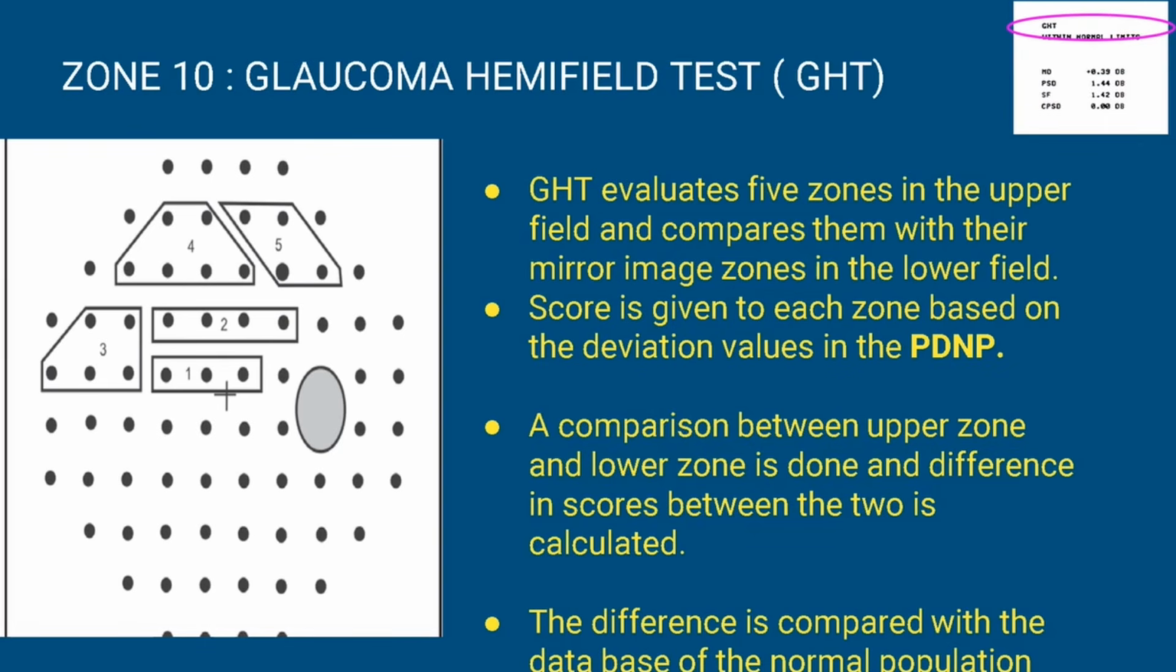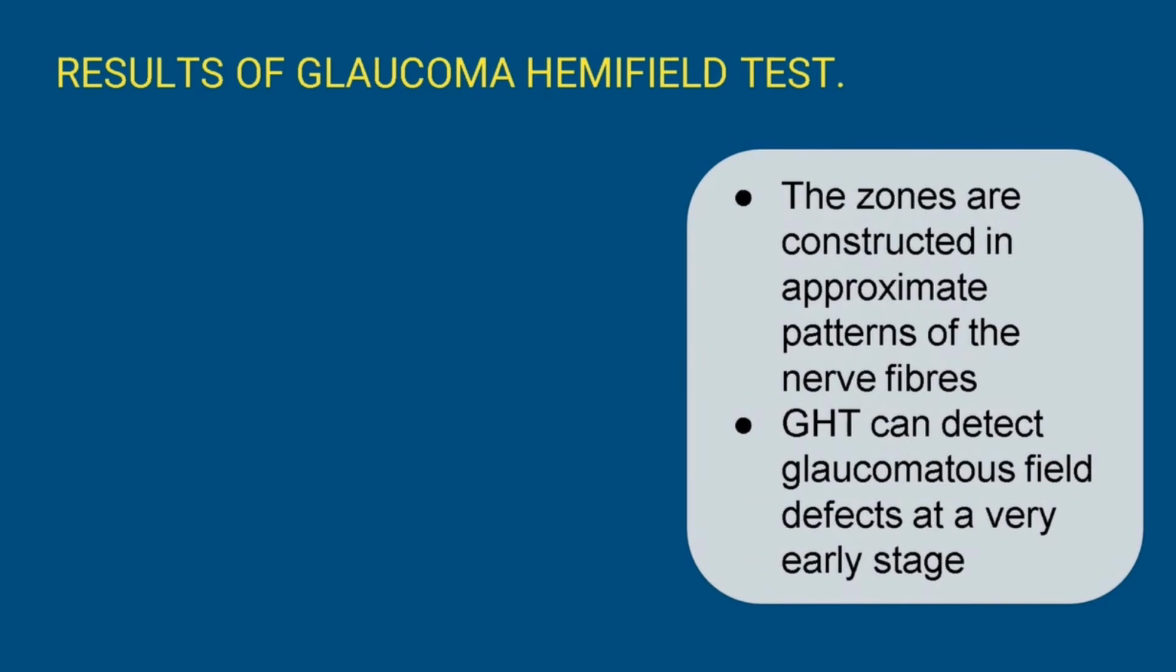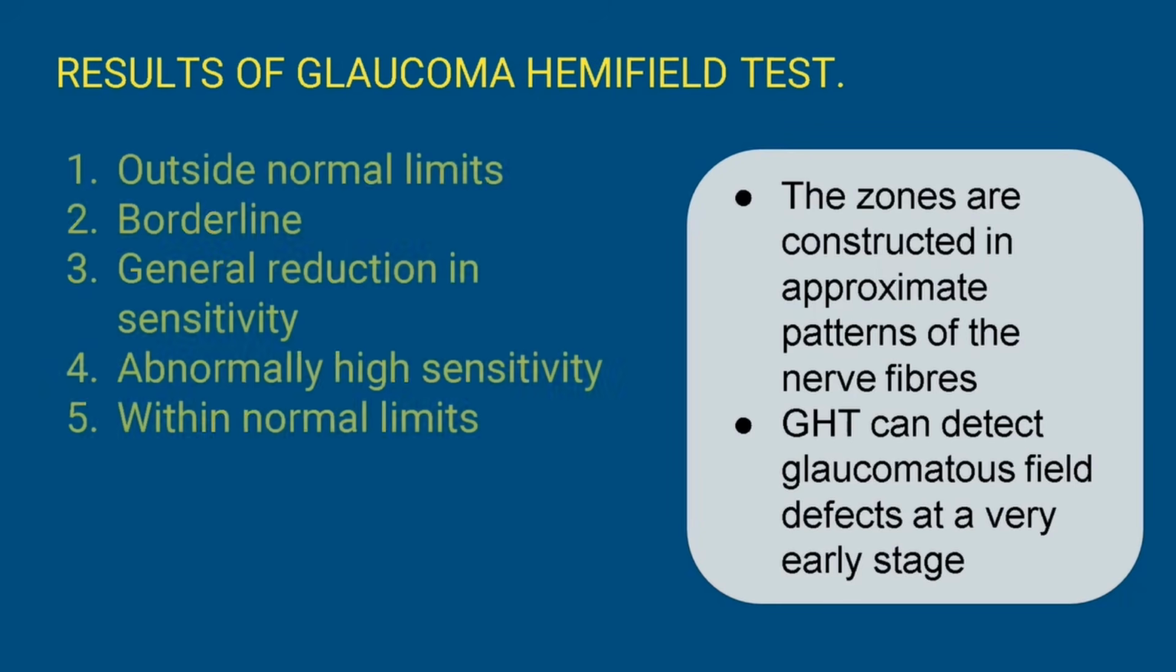Here, 5 zones in the upper field and 5 mirror zones in the lower field of the pattern deviation numerical plot are charted and they are compared. A comparison between the two zones will give us scores, and this difference is compared with the database of the normal population. What is really important about the glaucoma hemifield test is that the 5 zones are constructed in approximate patterns of the nerve fibers. Therefore, a GHT can detect glaucomatous field defect at a very early stage.